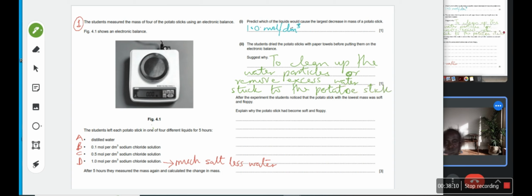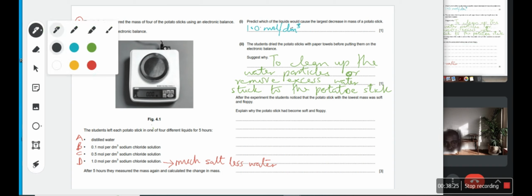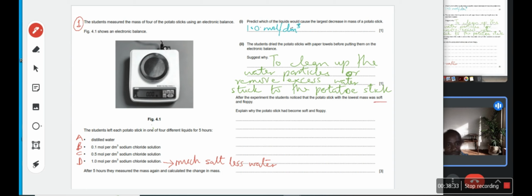Next question. After the experiment, the student noticed that the potato stick with the lowest mass was soft and floppy. Explain why the potato stick had become soft and floppy. The potato stick became soft and floppy because it had taken in a lot of water due to... Did you mean it took in? It became soft and floppy. Because it took in... Did it take in? If it takes in, it would become turgid. It will swell up and become turgid. But it became soft and floppy.